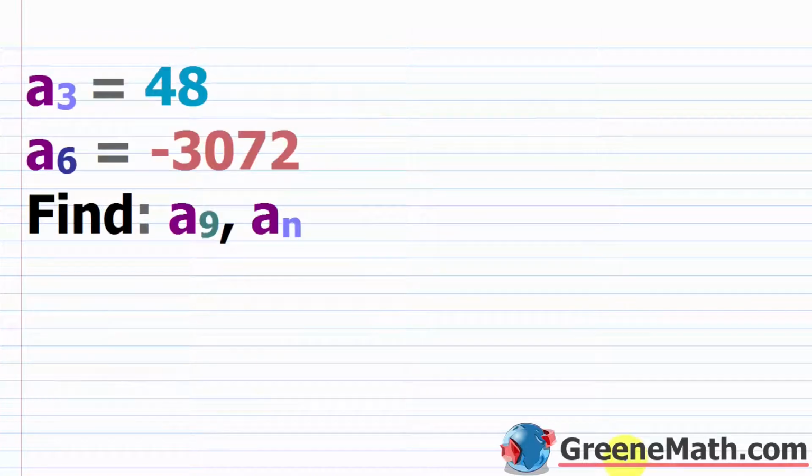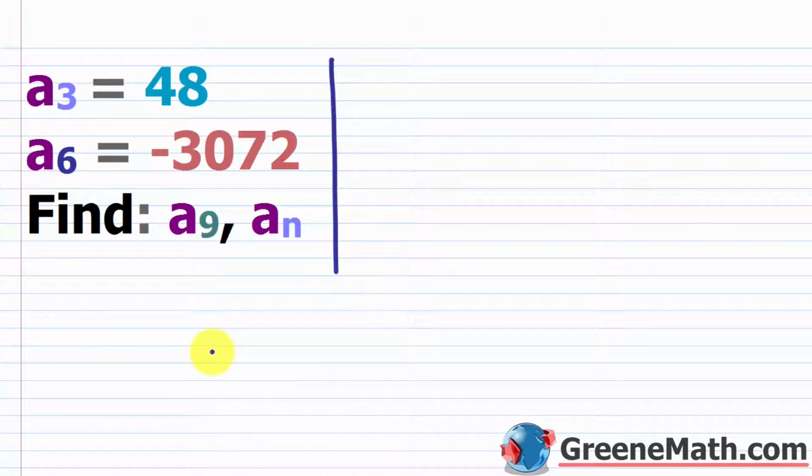Okay. Let's look at something a little bit more challenging. And I'm going to tell you there's lots of ways to solve these. I'm going to show you the way that I do it. This is the quickest way that I've found, but if you have a better method, that's fine too. So we have a sub 3 equals 48 and a sub 6 equals negative 3072. We want to find a sub 9 and a sub n. So let's start with a sub 9.